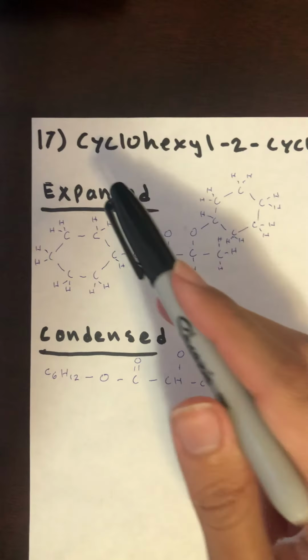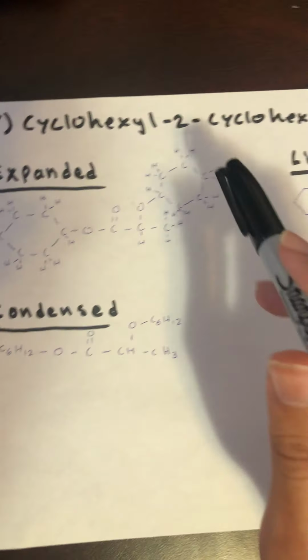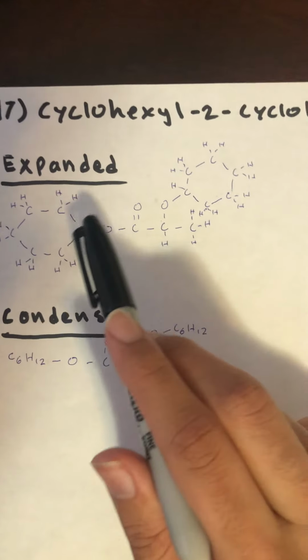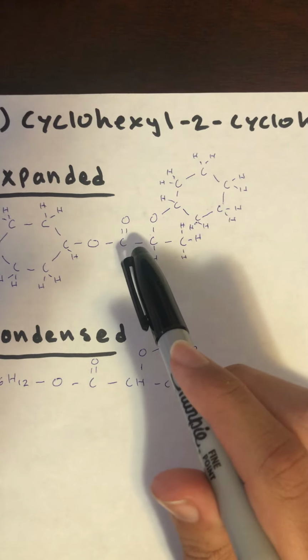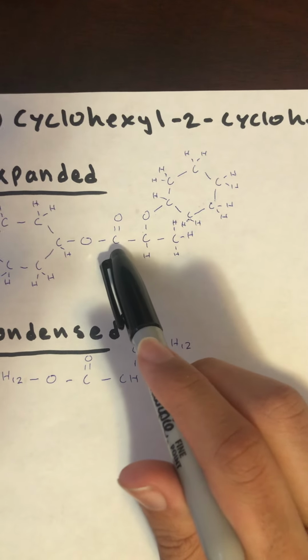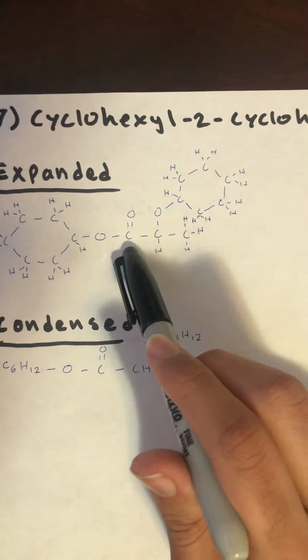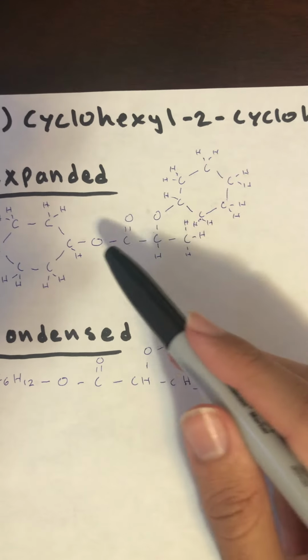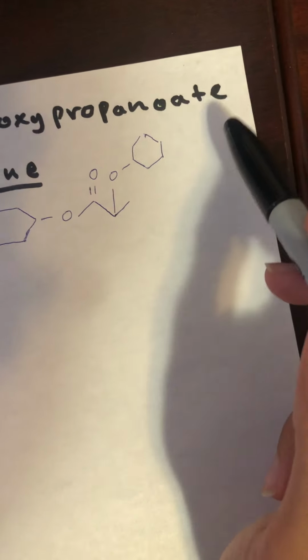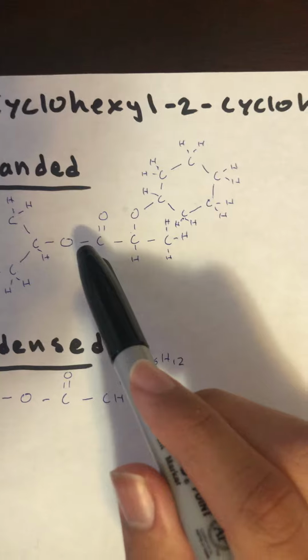So the number I got was number 17, which was cyclohexyl 2-cyclohexoxypropanoate. So I was given the diagram, and in order to name it, the first thing I did was to locate a functional group, and the first one I saw was on the first main carbon, which was an ester, as there is a carbon double bonded to an oxygen bonded to another oxygen. So this automatically told me there would be an ending of OATE. I also noticed that there's a chain of 3 carbons, so it would be a root of propan.